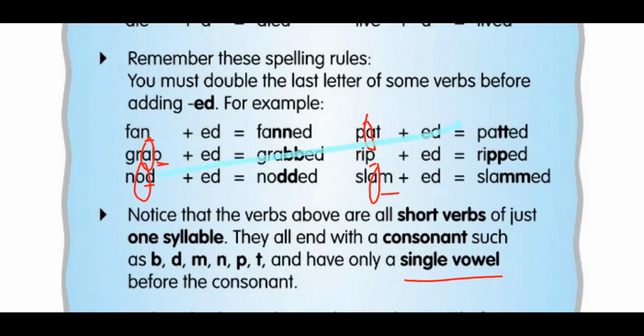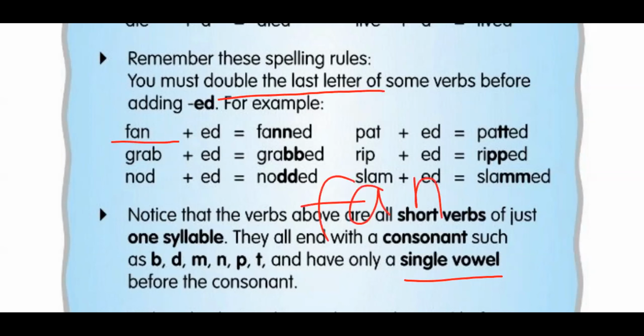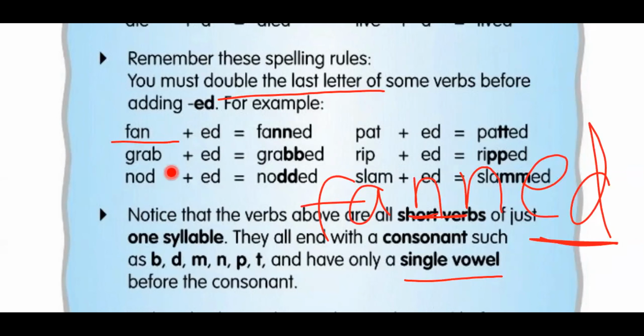So when these kinds of words have one syllable, end with a consonant and have a single vowel, what are we going to do? Double the last letter. What rule are we going to apply? Double the last letter. See, fan, F-A-N. We double the last letter, N. One more N. Then we added ED to form the simple past tense. Grab, grabbed, again here double B. Nod, nodded, here double D.